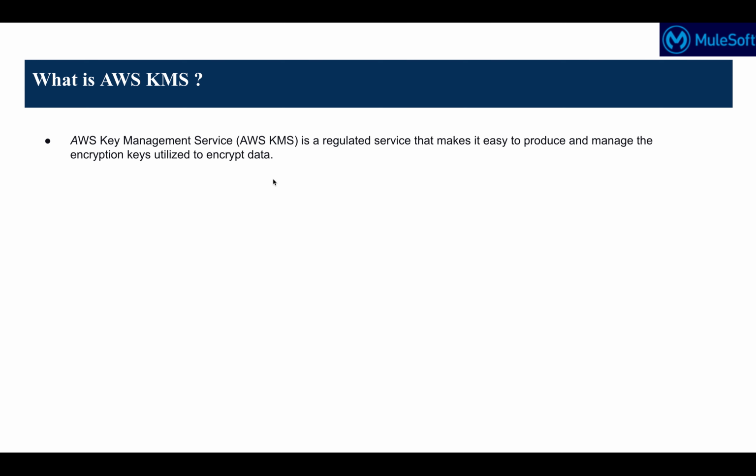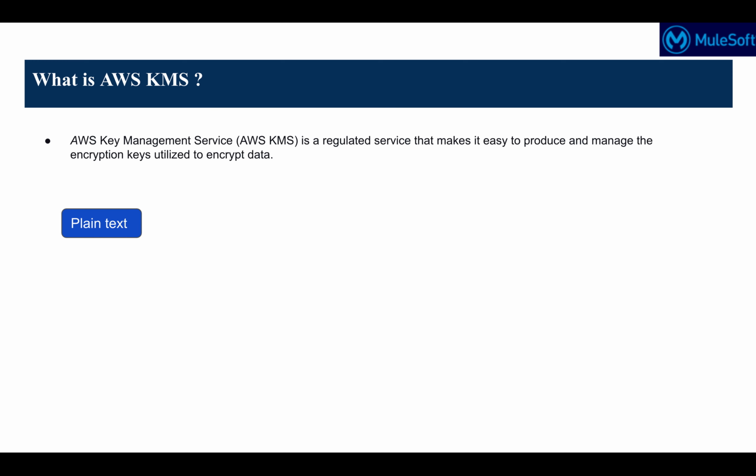KMS provides two capabilities, symmetric and asymmetric encryption. Symmetric encryption requires only one key to encrypt and decrypt, and asymmetric requires two keys, public and private, to encrypt and decrypt data, to keep it in persistent storage or to access the data in plain format.